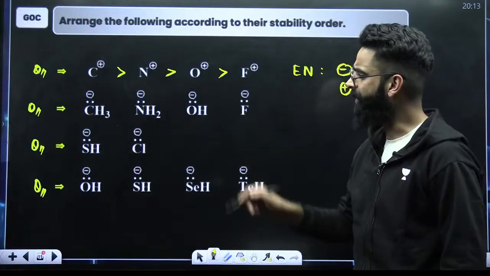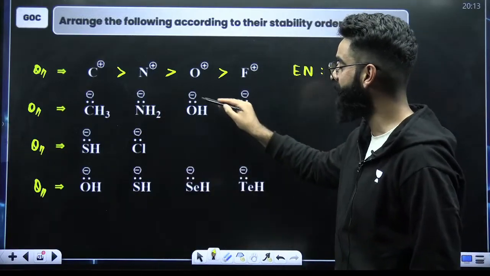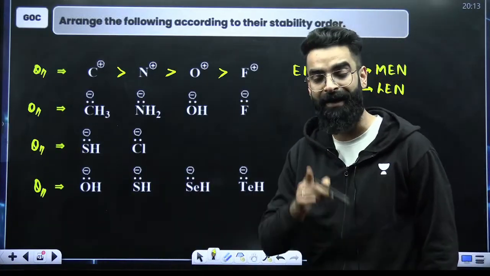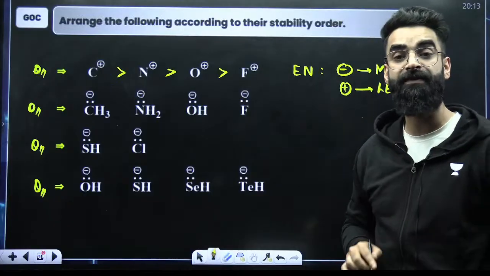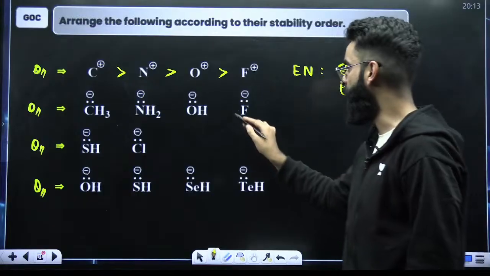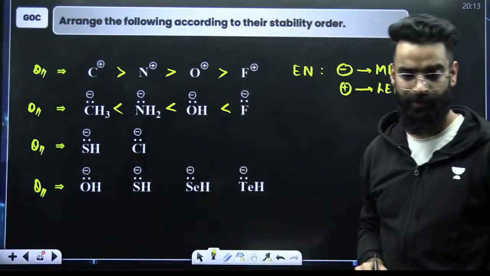Look at the next one. Carbon carrying negative, nitrogen carrying negative, oxygen carrying negative, fluorine carrying negative. Again, these elements belong to the same period, and in the period, we talk in terms of electronegativity. And you know, negative charge is more stable on the more electronegative element. So this is going to be the stability order of these charges.